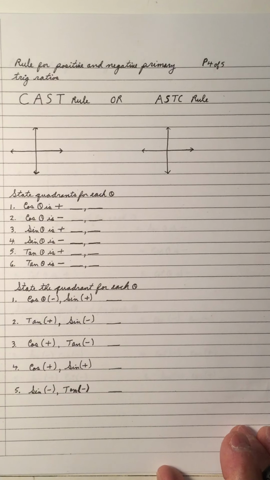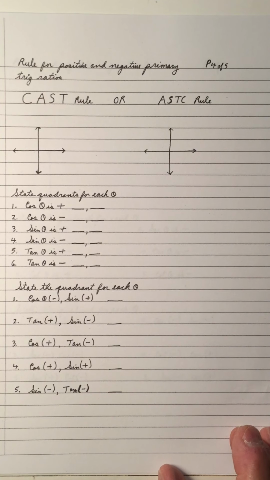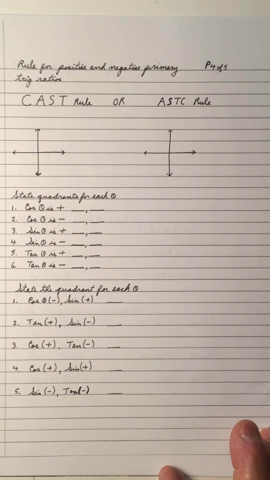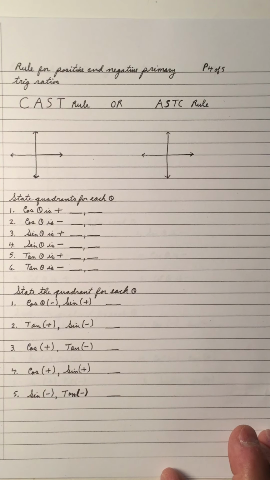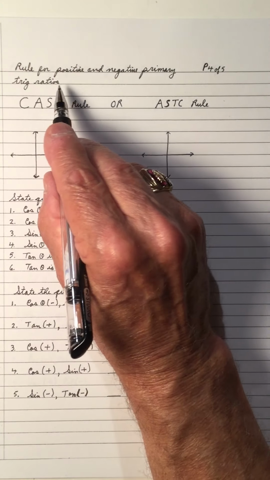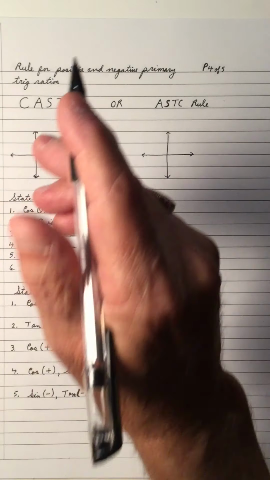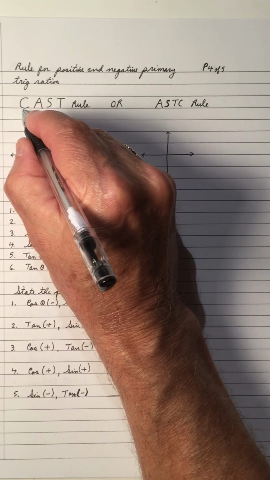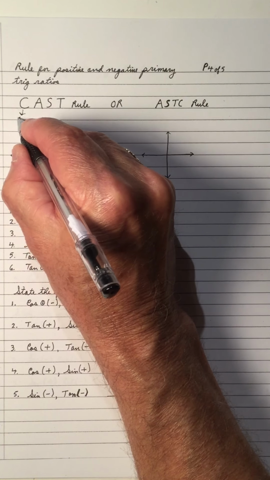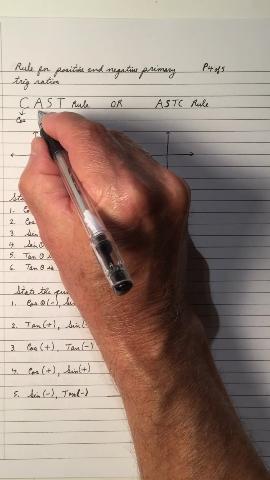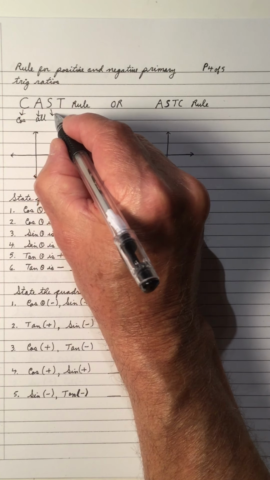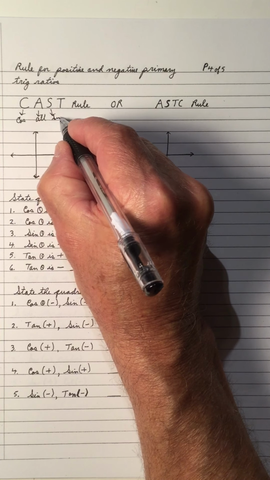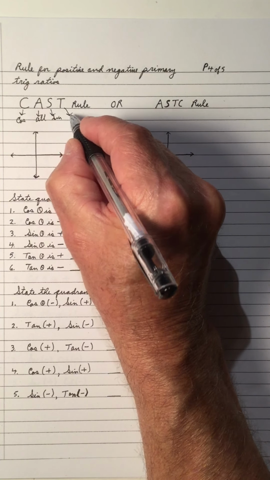There are some rules that we can use to work this out very fast. I'll discuss a couple of rules. The rules for positive and negative primary trig ratios. One rule is what they call CAST. The C is for cos, A is for all, S is for sine, and T is for tan.